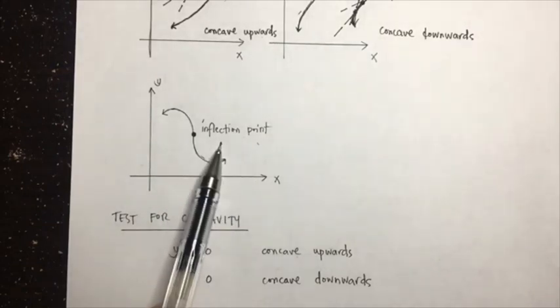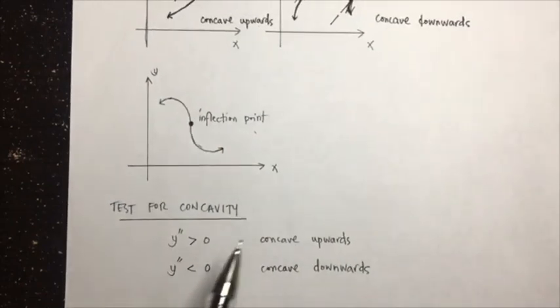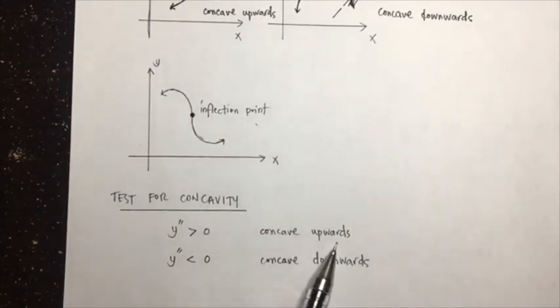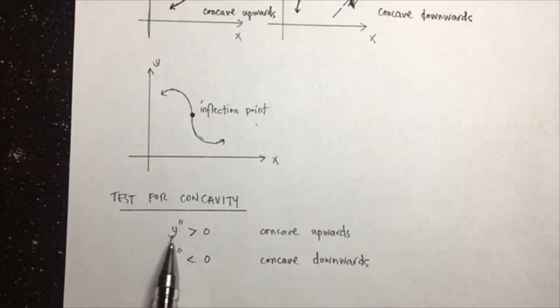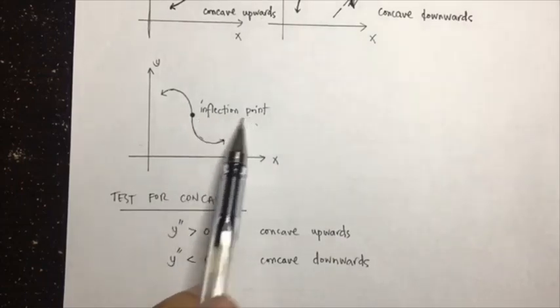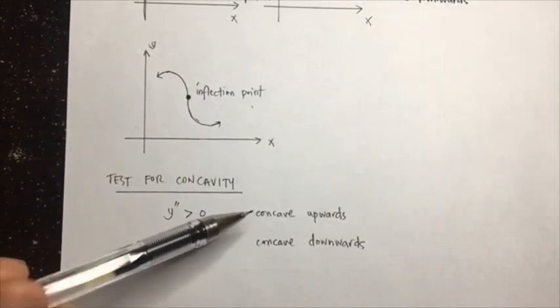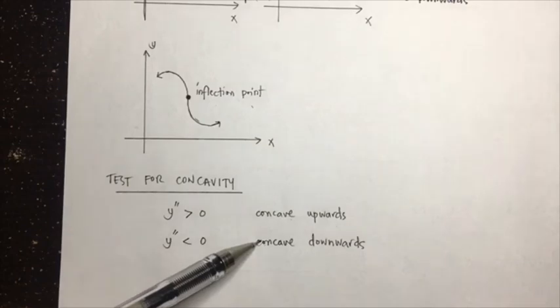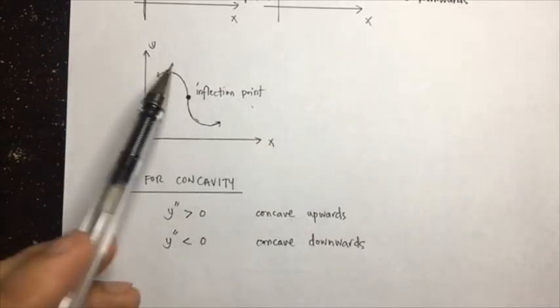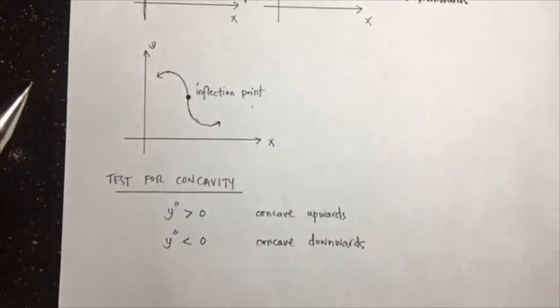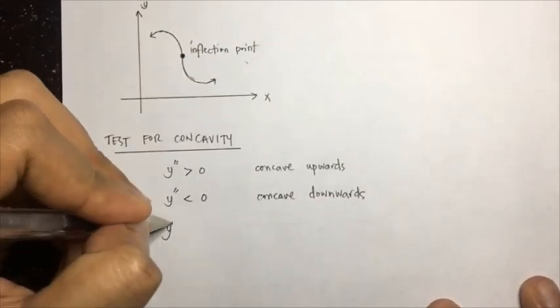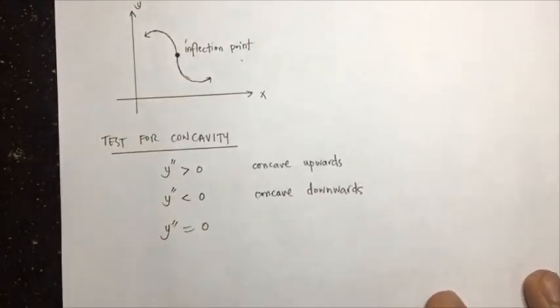Okay, so since at concave upwards the second derivative is greater than 0, and at concave downwards the second derivative is less than 0, the inflection point, which is in between the concave upwards and concave downwards curve, is where the second derivative is 0.